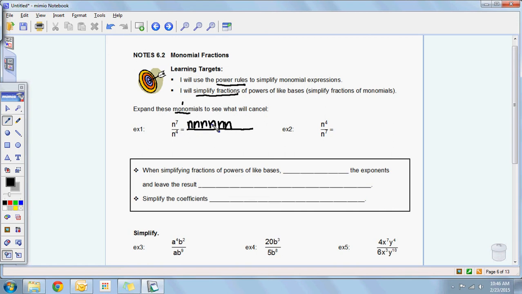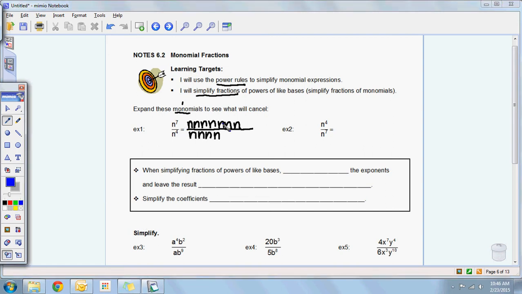1, 2, 3, 4, 5, 6, 7. So n to the 7th power is the same thing as n times n, 7 n's, okay? That's what this means. So we're expanding it. If you have n to the 4th, that's the same thing as n times n times n times n. So if you're a visual person, this is a way you can simplify monomial fractions visually. So Mr. Humpa used to say this is like a civil war because you're battling each other.